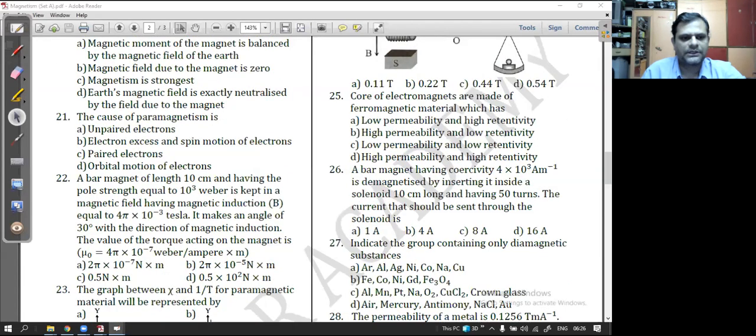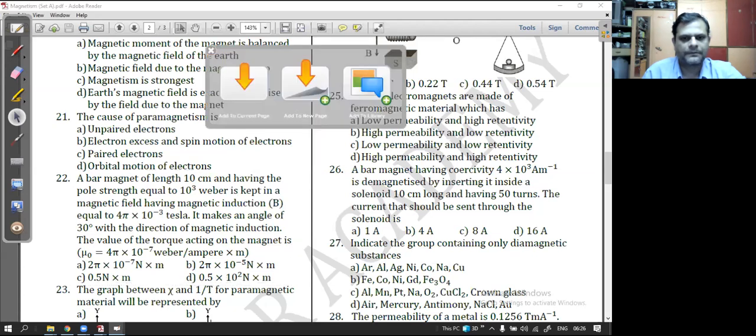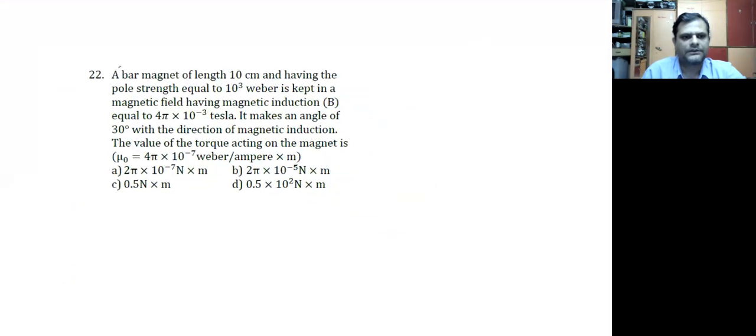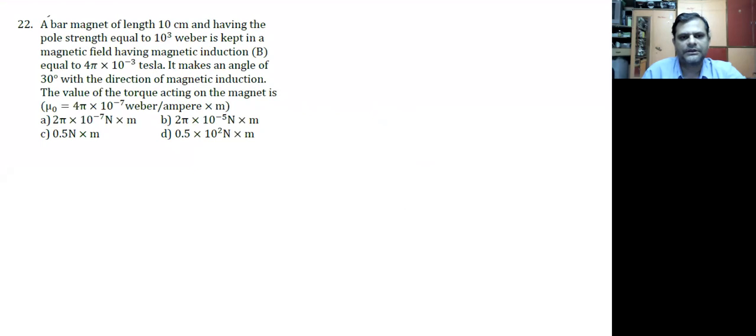Let's see this 22nd one. Yes, a bar magnet of length 10 centimeter and having the pole strength equal to 10 raised to 3 Weber is kept in a magnetic field having the magnetic induction B, which is equal to 4 pi into 10 raised to minus 3 Tesla. It makes an angle 30 degree with the direction of magnetic induction. Okay, the value of torque acting on the magnet is, yes.